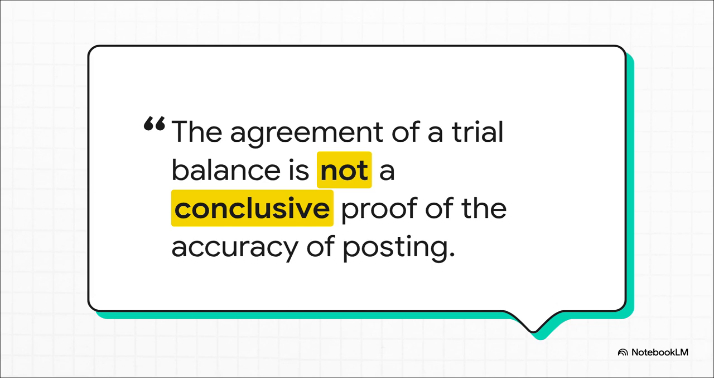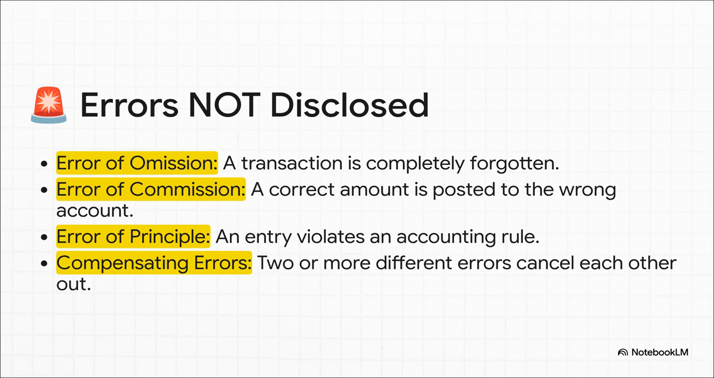What that really means is simple. Just because the debits equal the credits, it doesn't mean your accounting is correct. The math might check out, but the actual accounting could be wrong. And here we go, another huge MCQ alert. These are the classic traps you'll see on an exam. These are errors that a trial balance will not find.